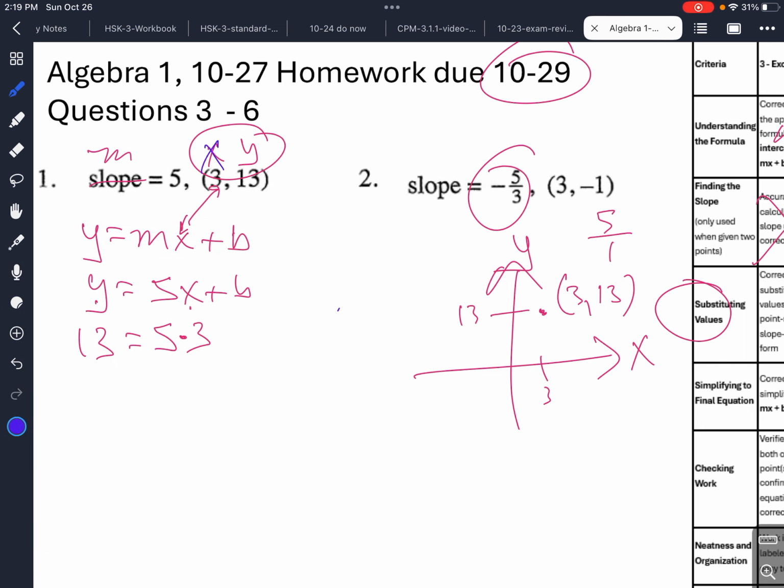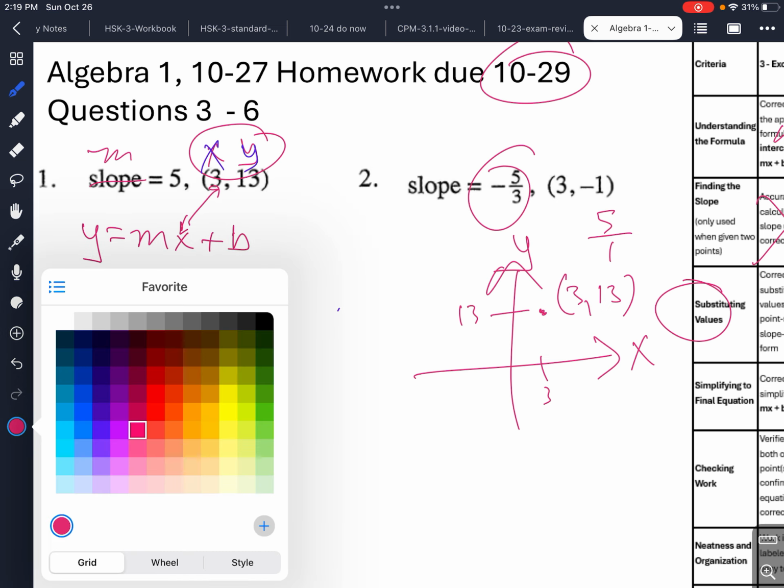My x is 3. My y is 13 plus b. I don't know what b is, but I can find it. 13 equals 5 times 3, which is 15, plus b. I solve my 2-step equation. I'm going to subtract 15 from both sides.